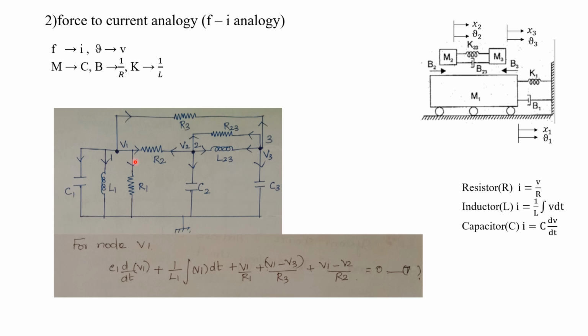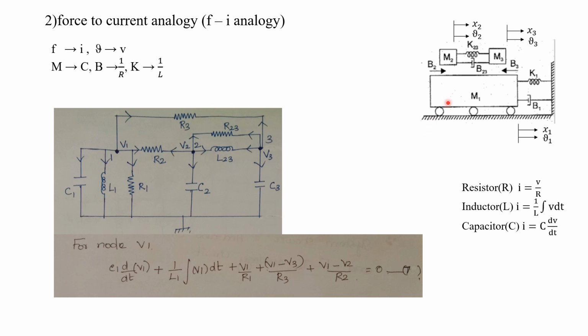Okay. Now this is due to mass M1. What are the elements which are connected only to this mass M1? K1 as well as B1. K corresponds to L, that is L1. B corresponds to R, that is R1. So here it will be L1 and here it will be R1. These three elements should be connected between the node 1 and ground. It is not related to any of the other nodes.